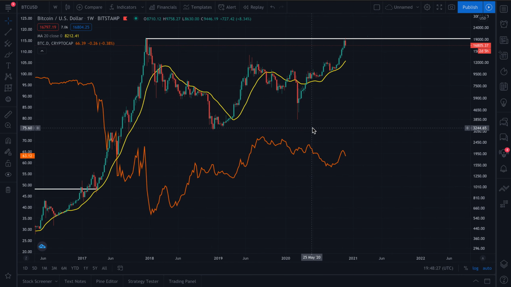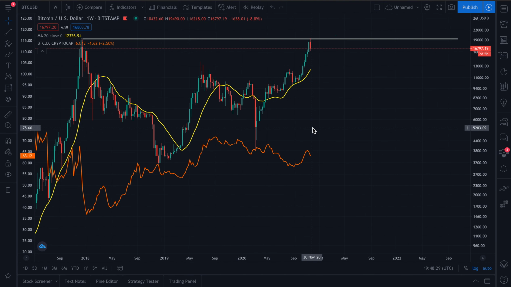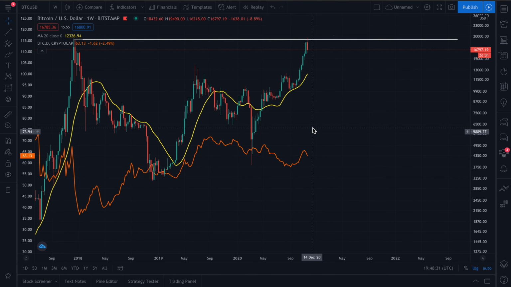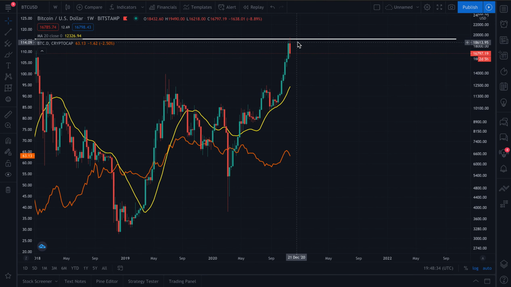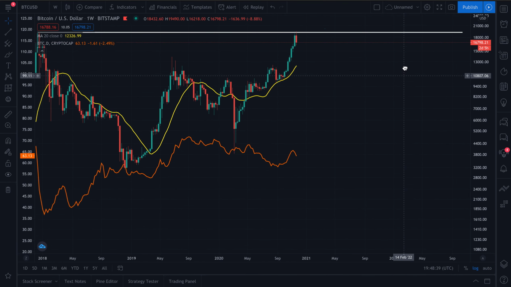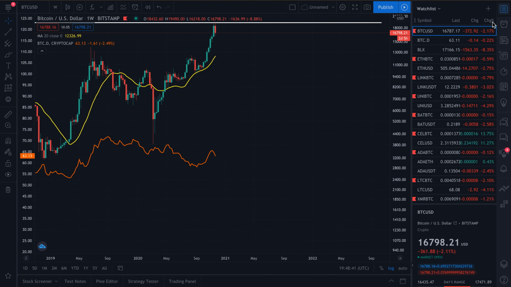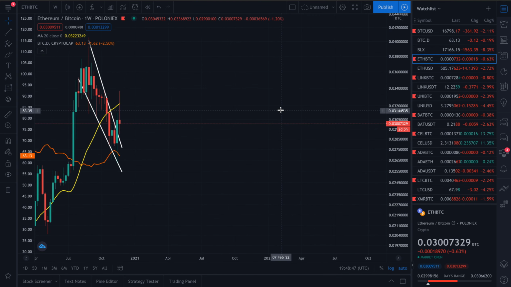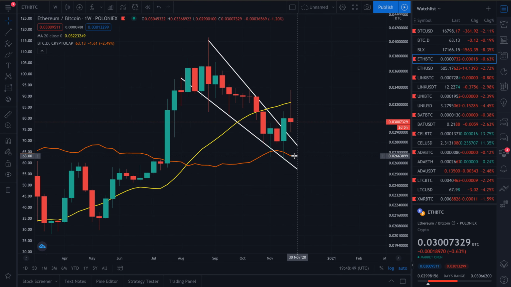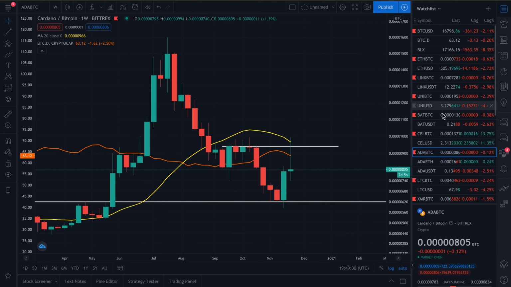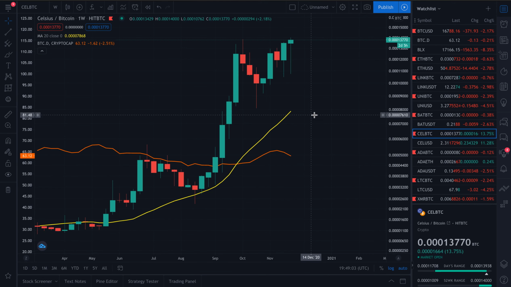So in conclusion, Bitcoin's down 8-9% for the week from week open. Despite that, dominance is trending downwards. Yes, altcoins have been trending downwards, but let's not forget Ethereum against Bitcoin was at 0.026 about a week and a half ago. It's currently at 0.03, so it's still above. Same with Cardano, it's still above. Celsius is the black sheep.